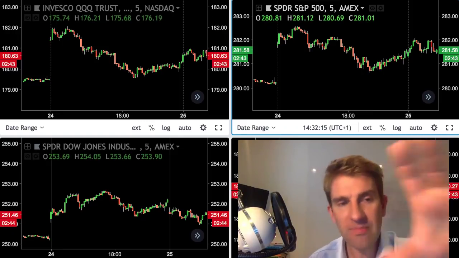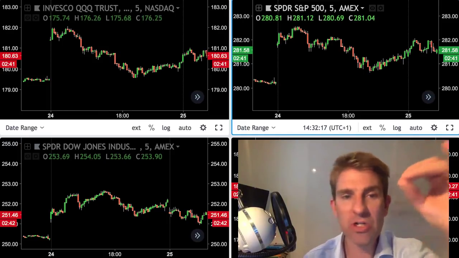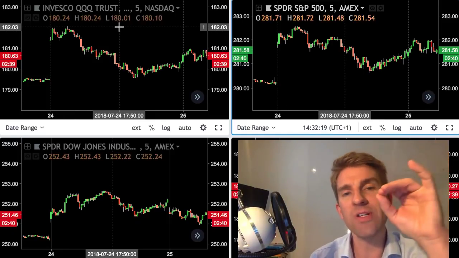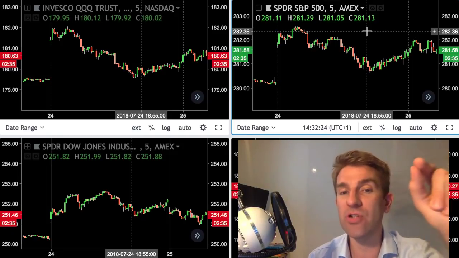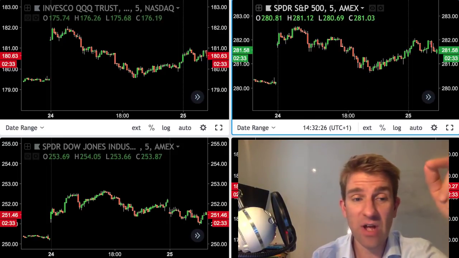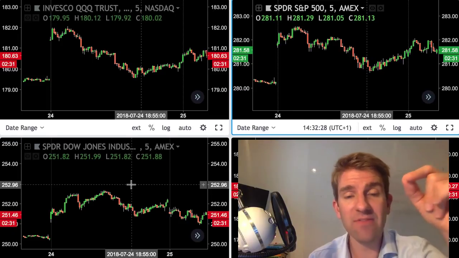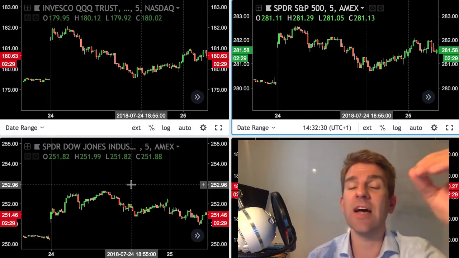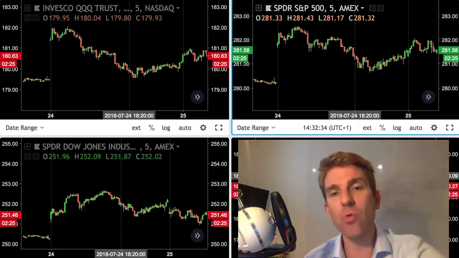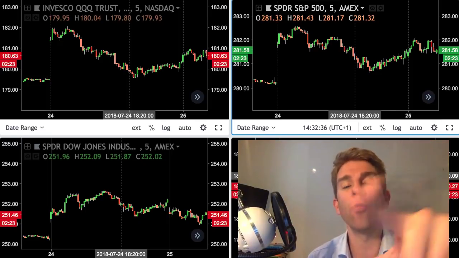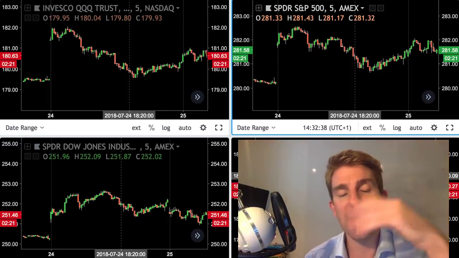So, example in front of you, I have top left screen QQQ, which is the Nasdaq ETF. Top right screen I have SPY, which is the S&P 500 ETF. On bottom left I have DIA, which is the Dow Jones ETF. Bottom right I've just got Amazon on here for now. Ignore that, it's just easier to put on 4 charts with TradingView than it is to put on 3.